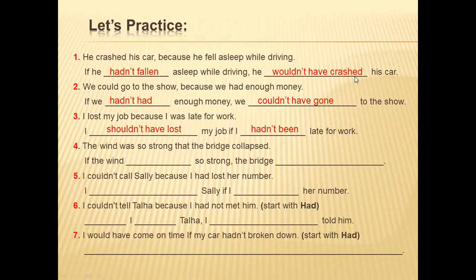Don't forget, you have to use if plus subject plus participle. You have to remember this one. One more: the wind was so strong that the bridge collapsed. So if the wind hadn't been so strong, the bridge would not or could not have collapsed.